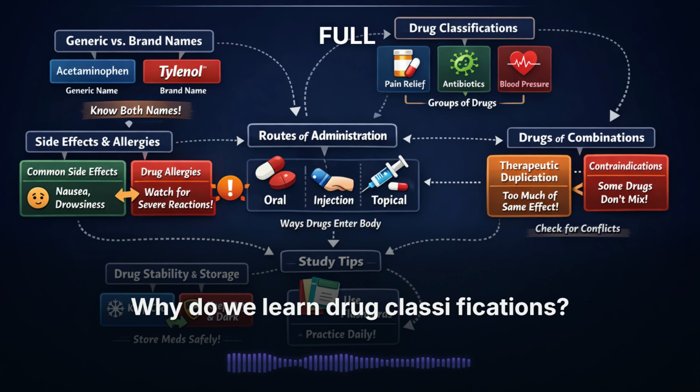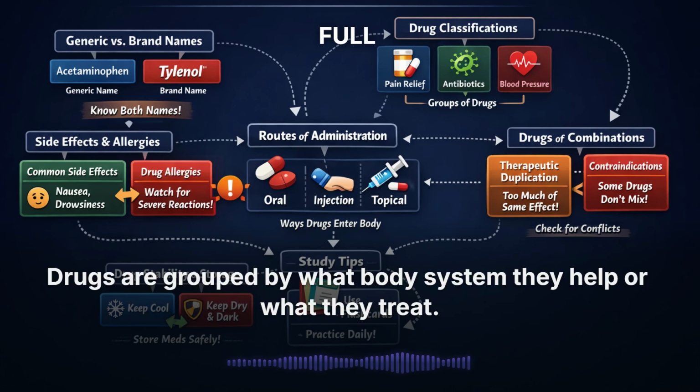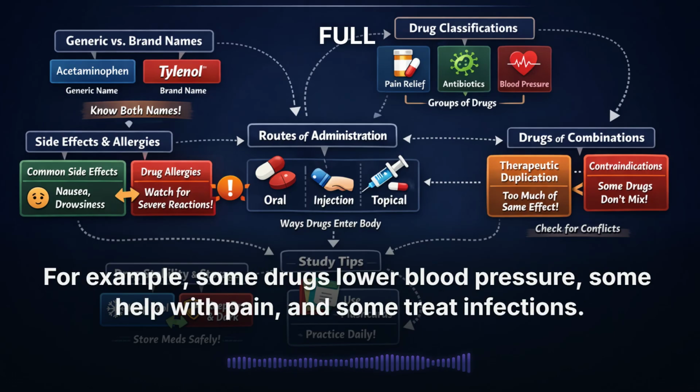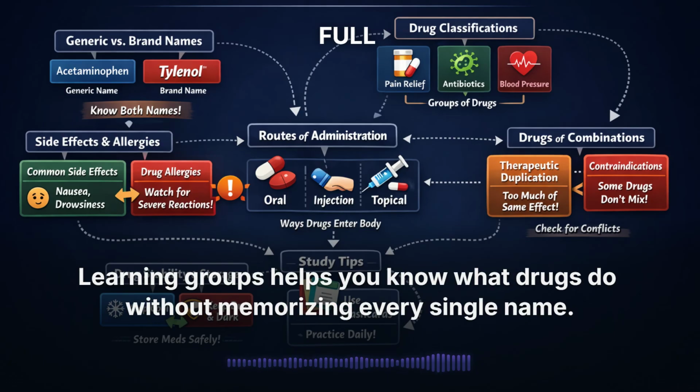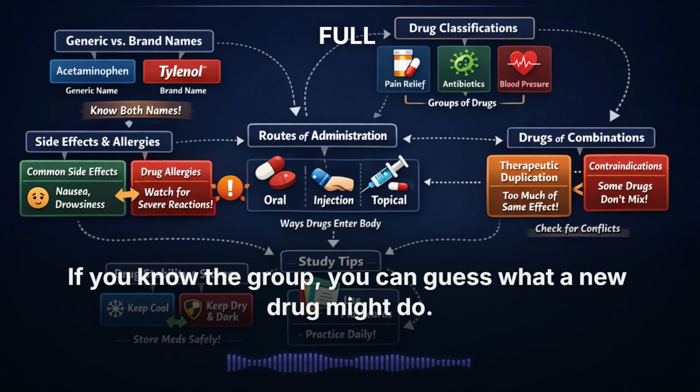Why do we learn drug classifications? Drugs are grouped by what body system they help or what they treat. For example, some drugs lower blood pressure, some help with pain, and some treat infections. Learning groups helps you know what drugs do without memorizing every single name. If you know the group, you can guess what a new drug might do.